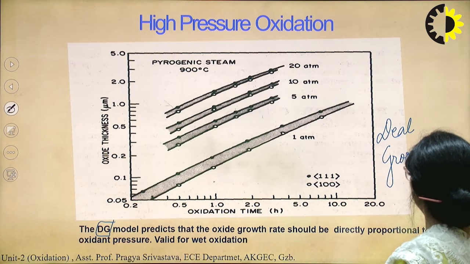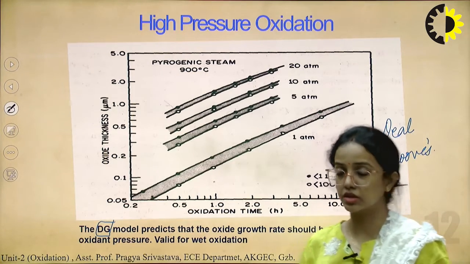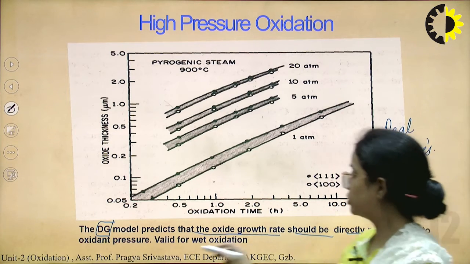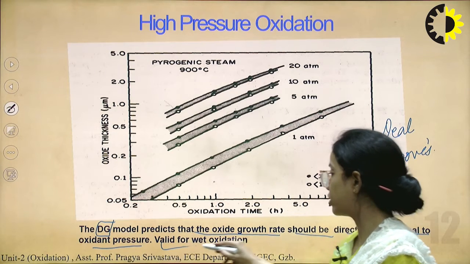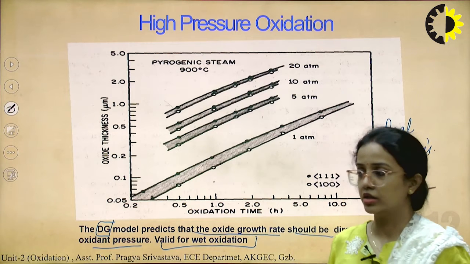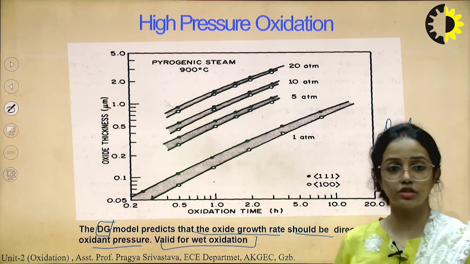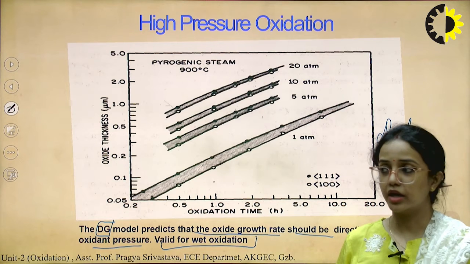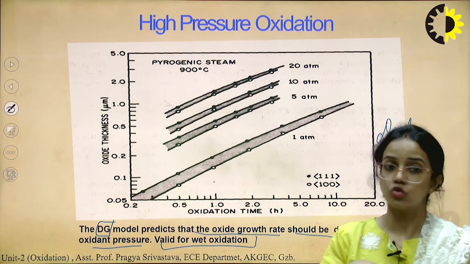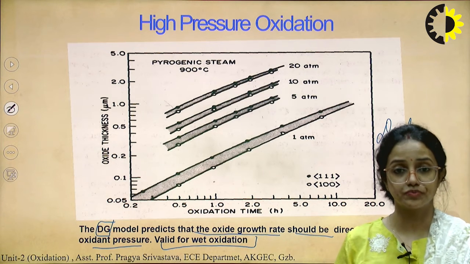The Deal and Grove model is a very important model when it comes to oxidation. It predicts that the oxidation growth rate should be directly proportional to oxidant pressure, and it is valid for wet oxidation only. So let's consider an environment where the oxidant pressure is there, and another where it is not. Any layman could understand that wherever you put more pressure on the system, the time required to grow the same oxide layer would be less.